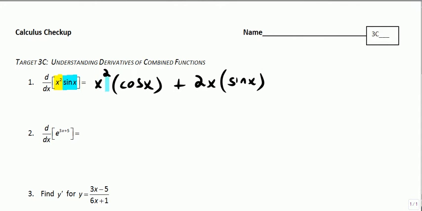So ultimately, this and this go together, and then this one and this one go together. Okay, next problem.